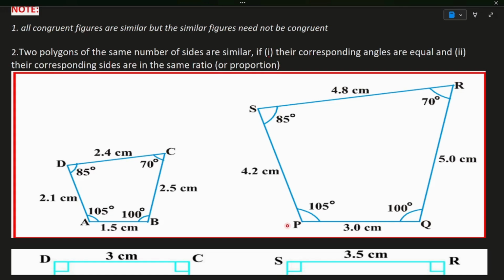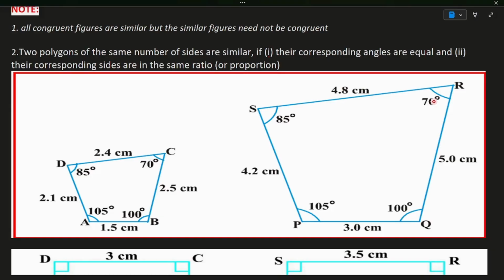In the same manner, the corresponding sides. For example, this is the corresponding side of this. This is the corresponding side of this. This is the corresponding side of this. This is the corresponding side of this. We have to check these two cases. Their corresponding angles are equal. By observing this figure, we can say that their corresponding angles are equal. Why? Because in this corner it's 70 degrees.